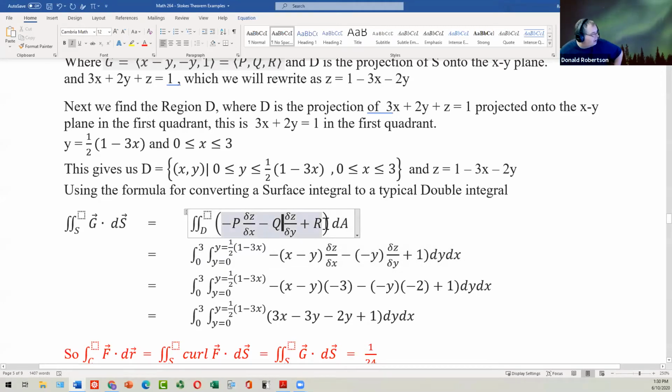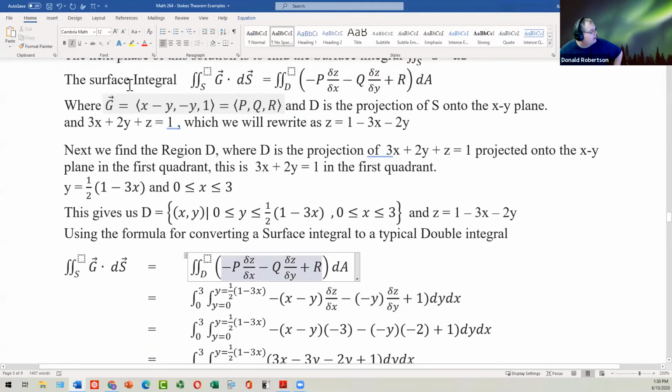P, Q, and R. Well, P is this guy. Q is this guy. And R is this guy. So if you're wondering where P, Q, and R came from, they're this one, and this one. P, Q, and R. They've got dz by dx, dz by dy.